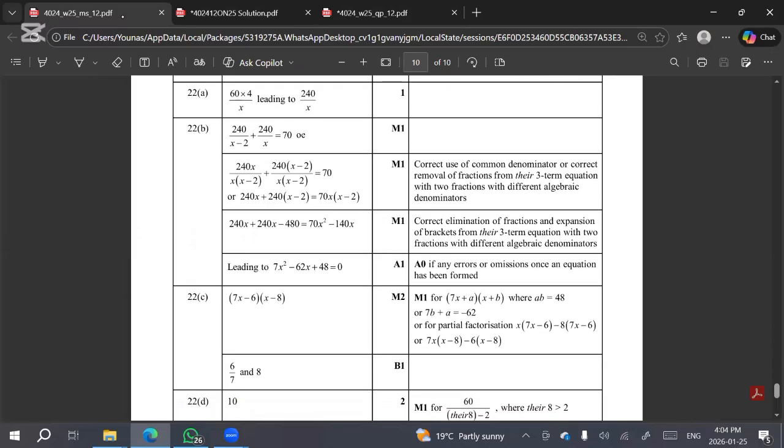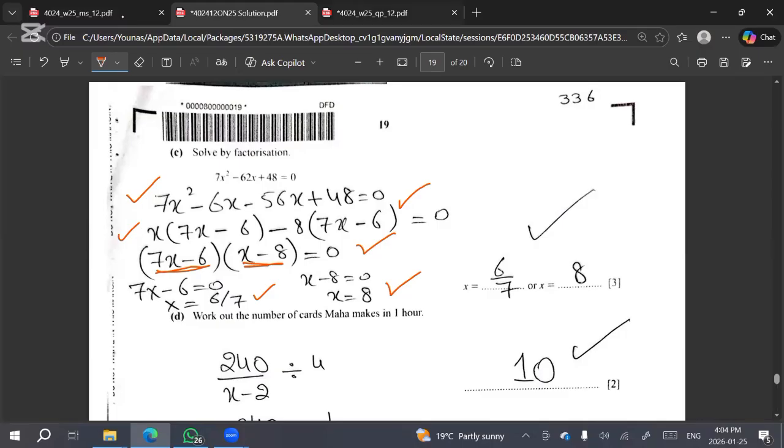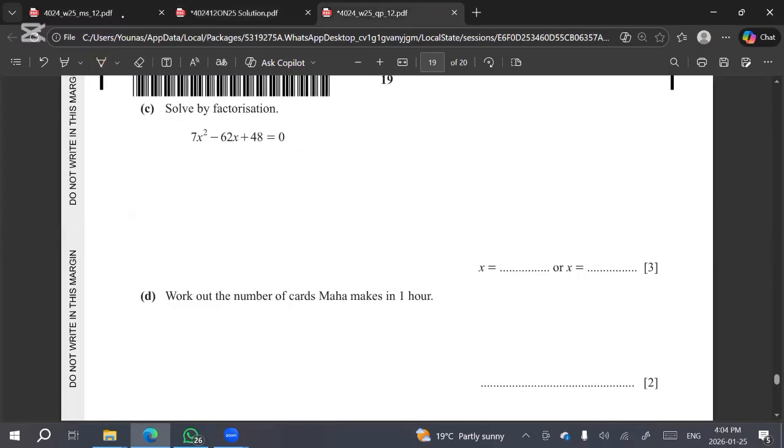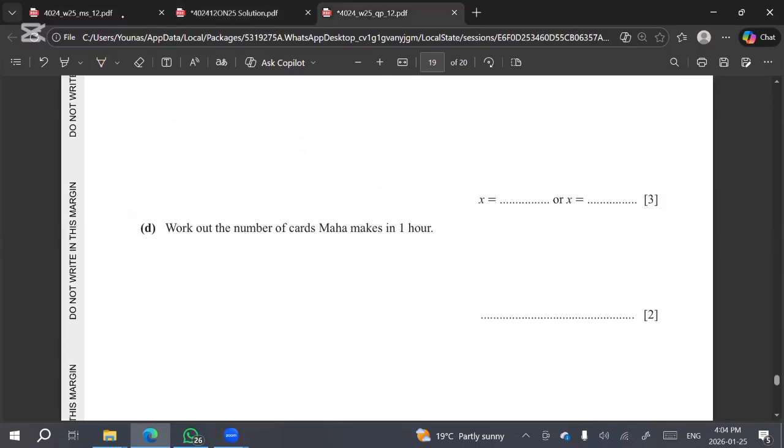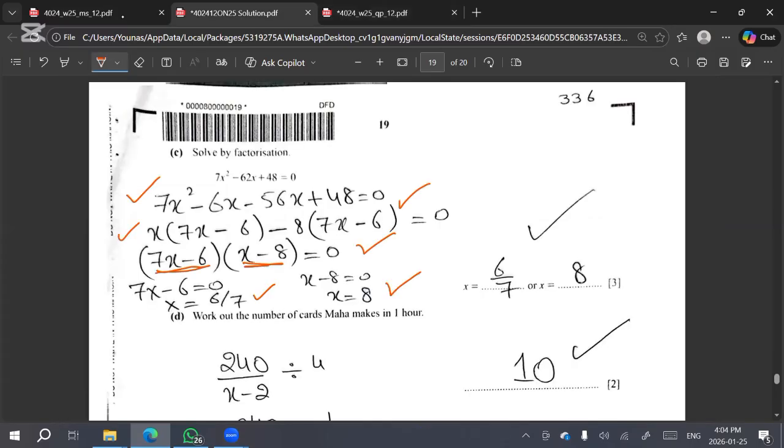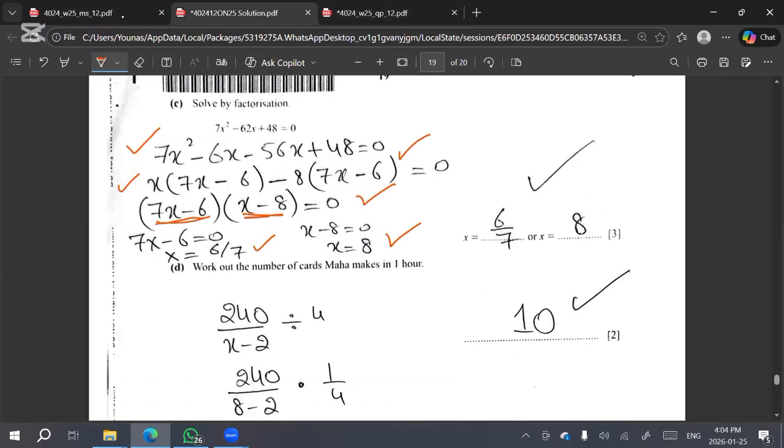So this is the marking. This is how this C part is done. Then they ask us to work out the number of cards Maha makes in 1 hour. The number of cards Maha will make in 1 hour will be 240.